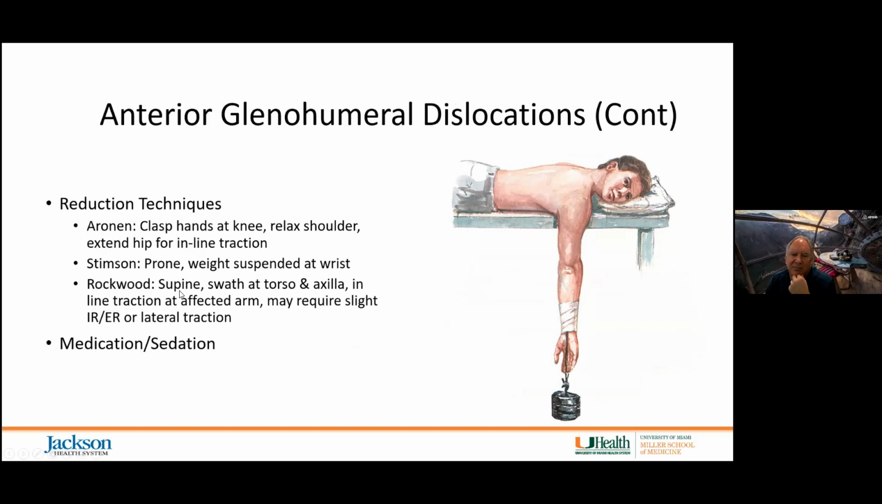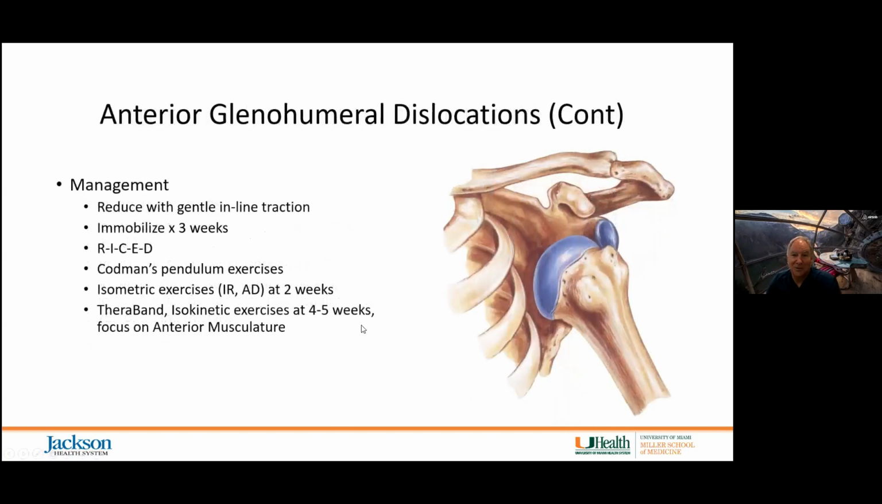And so you have the person supine, not prone. You have a swath at the torso and the axilla. So this is a sheet or a towel, and then you provide inline traction at the affected arm. May require slight internal and external rotation as you're doing this. Dependent upon the person's pain and their muscular strength, you may have to sedate them in order to reduce this and get it back into the socket where it belongs.